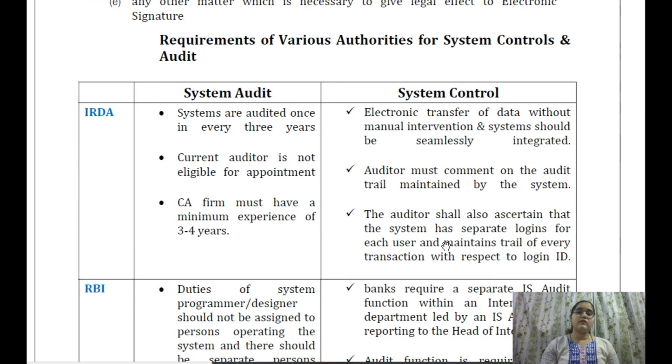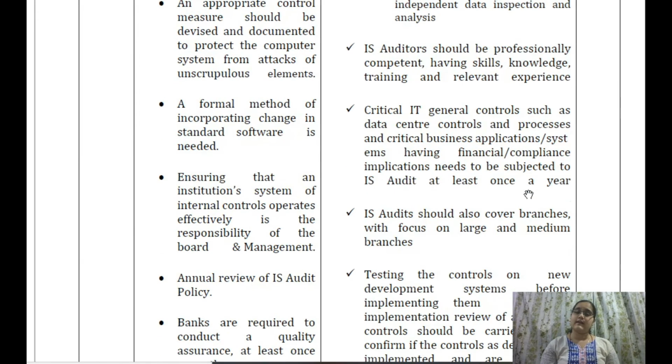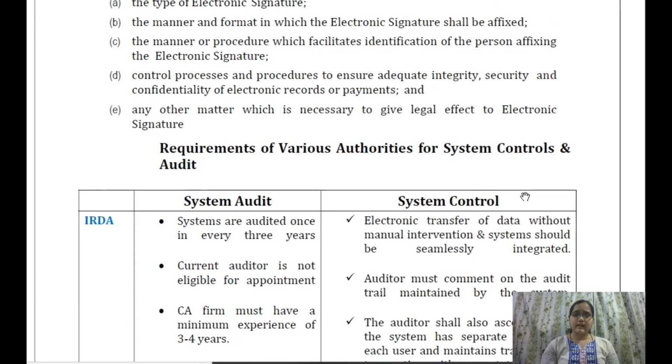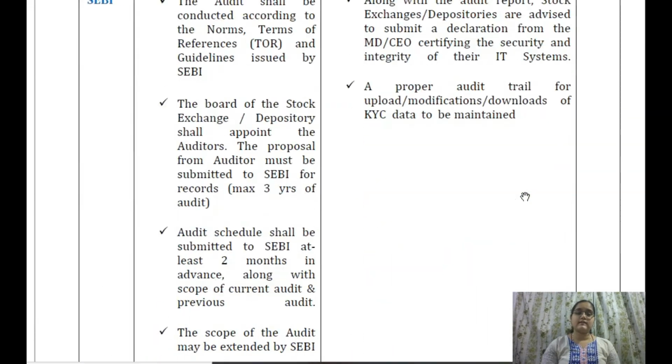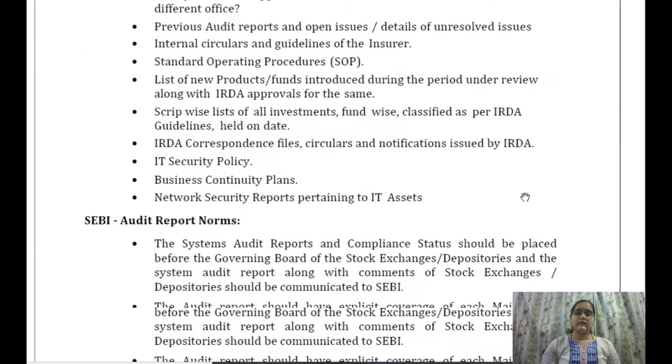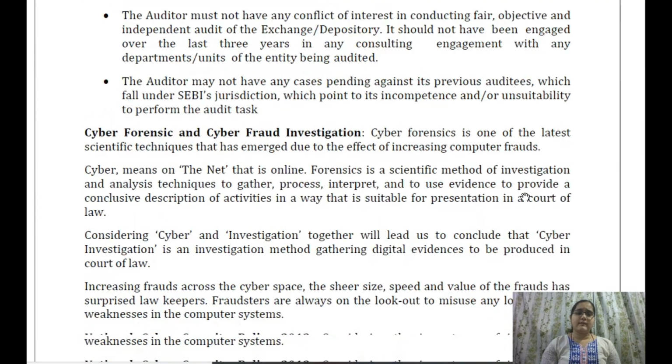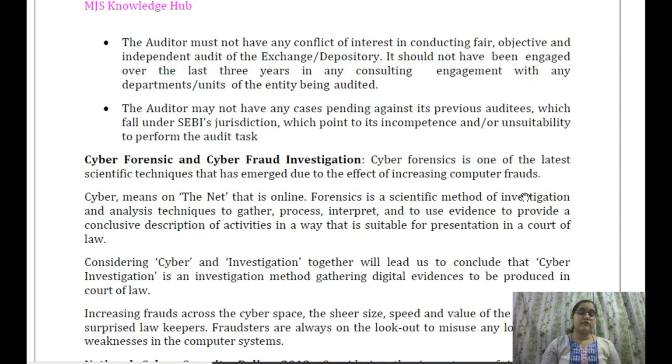So in the coming video we will be seeing what the requirements of authorities like IRDA, RBI and SEBI are regarding system control and audit, and we're also going to see the SEBI audit norms, and we'll try to even complete cyber forensic and cyber fraud investigation.